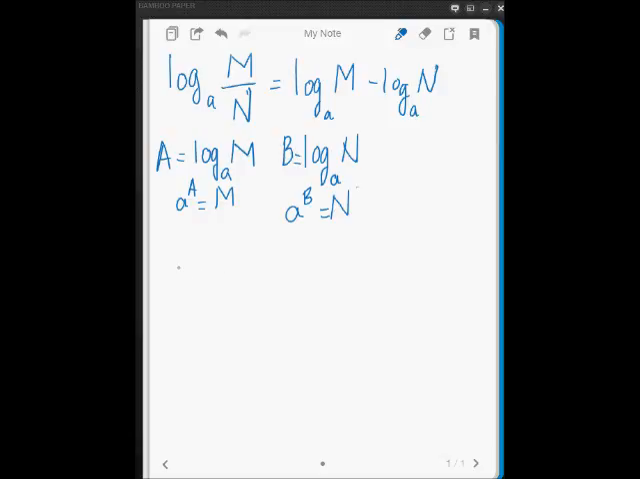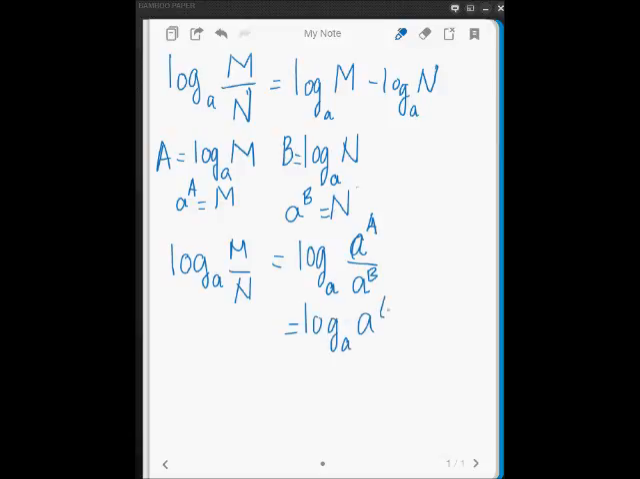Just plug it in. So we have log A of capital M divided by N. We're going to plug in what M and N are. So M is worth A to the power of A, and N was worth A to the power of B. What do you do with your exponents when you divide? You guys just told me that. You subtract, right? Log A of A to the power of A minus B.